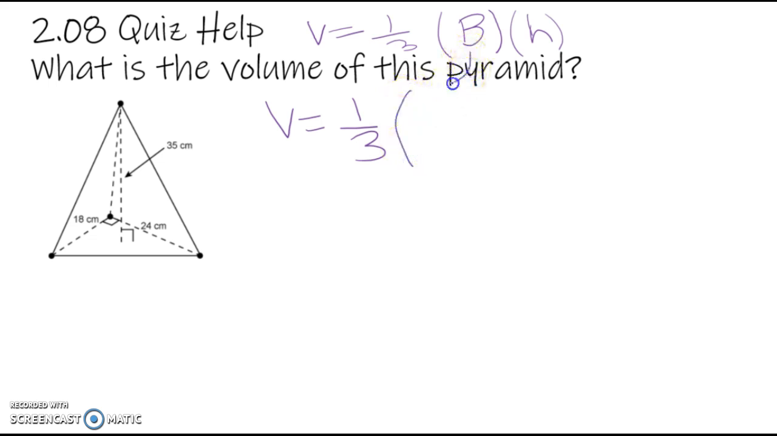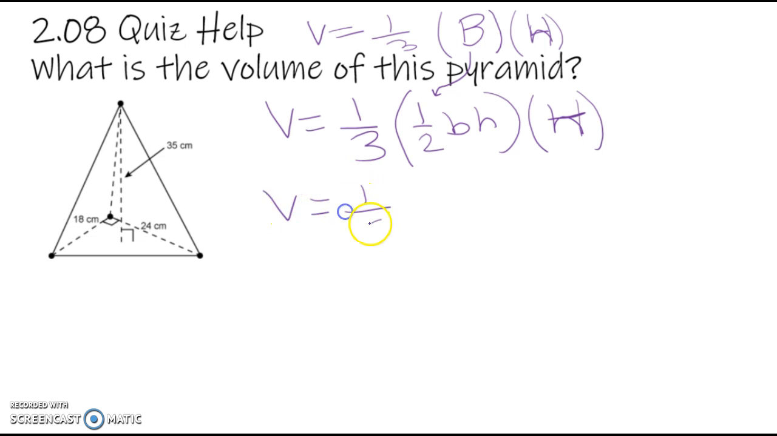So in place of that capital B, we're going to plug in the formula for the area of the base, which is 1/2 base times height, since it's a triangle. And then times the height, and notice this is a different height, so maybe we'll put it as a capital H here. The height of the whole pyramid. Let's put it as a capital H. So we have volume equals 1/3 times 1/2.